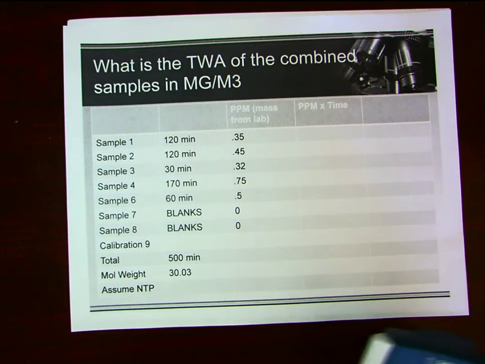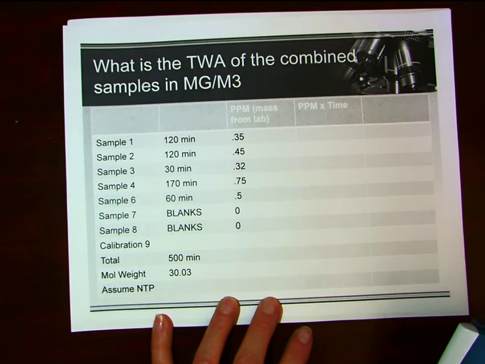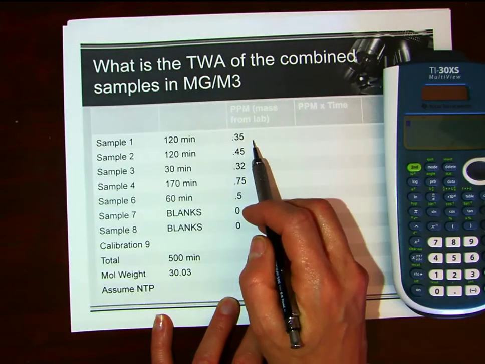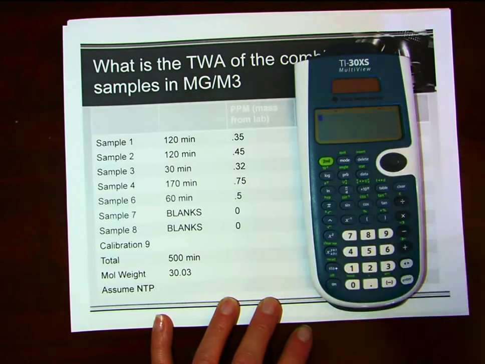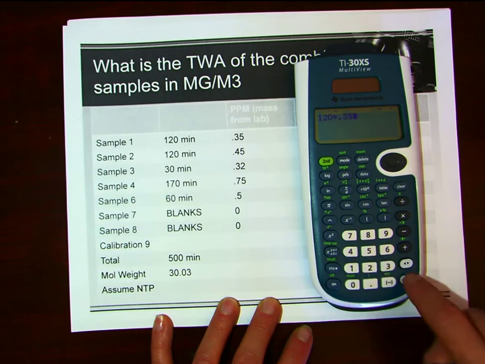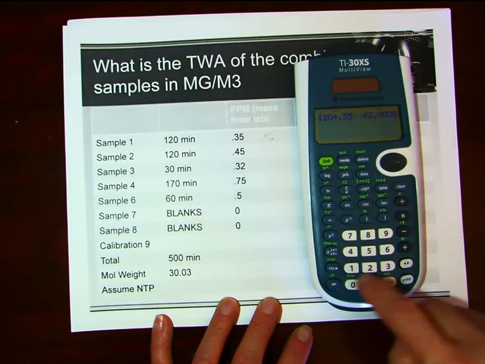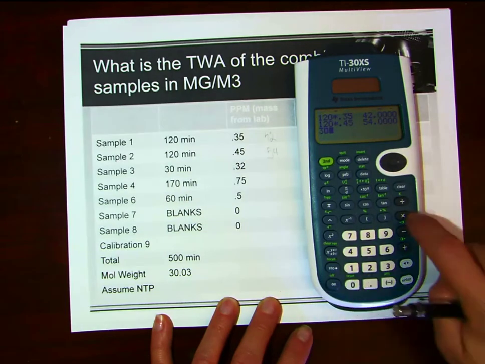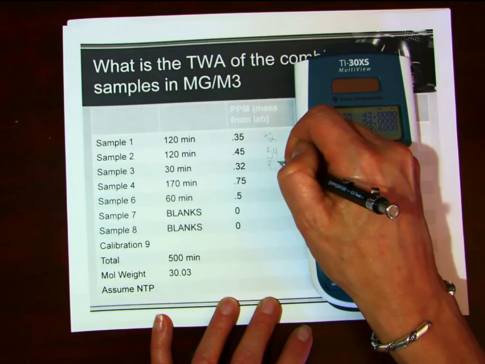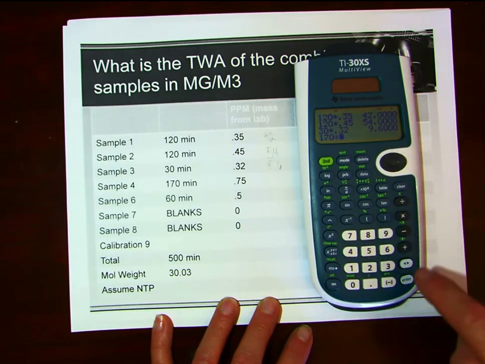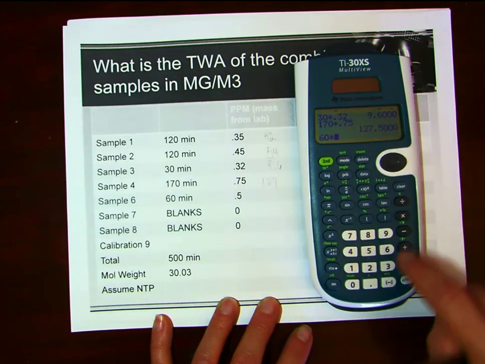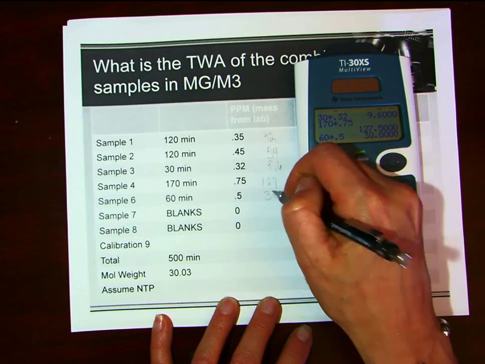Okay, let's do another time-weighted average calculation, and then a conversion. So I have the time times my concentration from the lab. This will give me parts per million minutes, 120 times 0.35. I'm just multiplying. And I just threw my blanks in there.